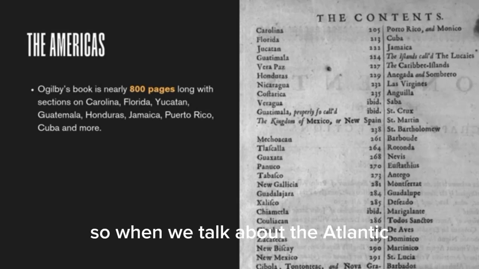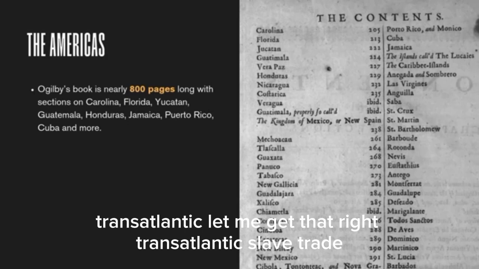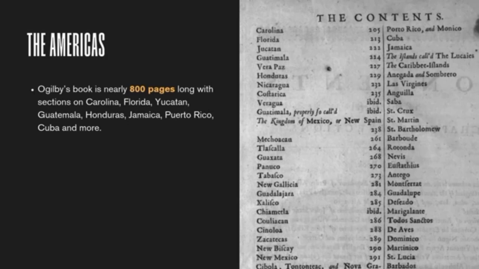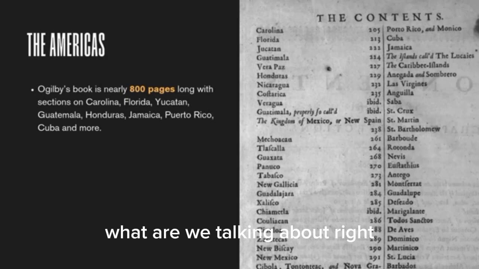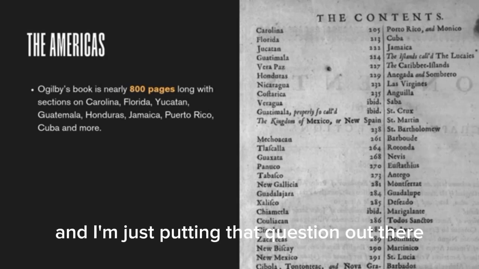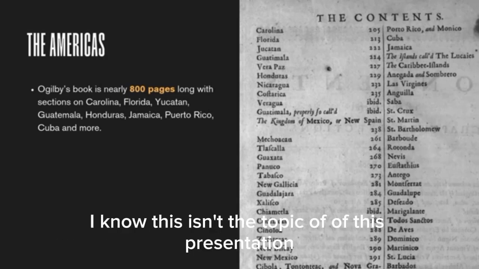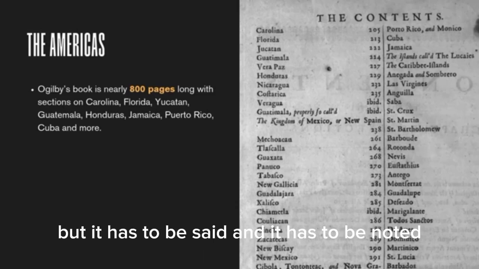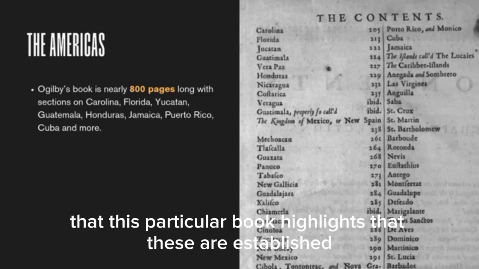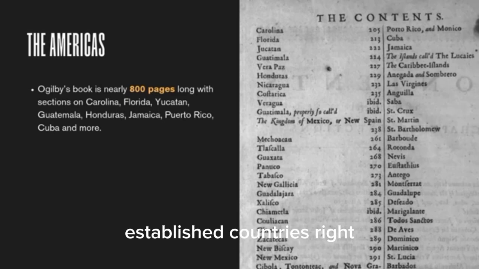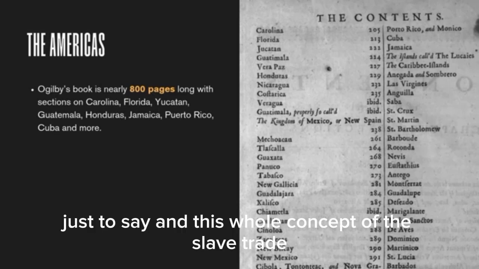Okay. So when we talk about the transatlantic slave trade, what are we talking about? Right. And I'm just putting that question out there. I know this isn't the topic of this presentation, but it has to be said and it has to be noted that this particular book highlights that these were established countries, right? Established territories, I should say.